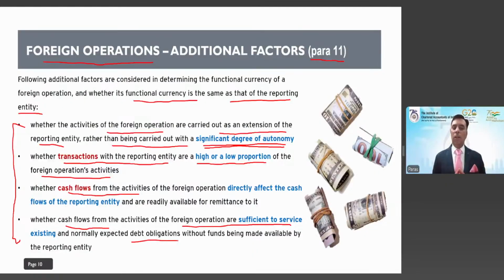So after evaluating all these four parameters, you need to check whether the foreign operation has a significant degree of autonomy or not, whether the business of the foreign operation is dependent on the reporting entity or not. If we conclude there is significant degree of autonomy and the foreign operation is carrying out its business independently, then you need to determine the functional currency of the foreign operation on the basis of para 9 and para 10, that is primary indicators and secondary indicators. But if we conclude that there is no significant degree of autonomy and the foreign operation is not carrying out its business independently, then we can conclude in this case the functional currency of the foreign operation will be the same as that of the reporting entity, right?